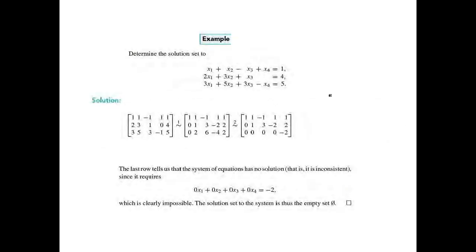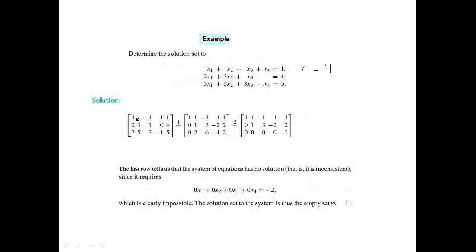Next example, determine the solution set to this system: x1 plus x2 minus x3 plus x4 equals 1, 2x1 plus 3x2 plus x3 equals 4, 3x1 plus 5x2 plus 3x3 minus x4 equals 5. How many unknowns are there? You see there are 4 unknowns. So first we write it in augmented form: 1 1 -1 1 1, 2 3 1 0 4, 3 5 3 -1 5.